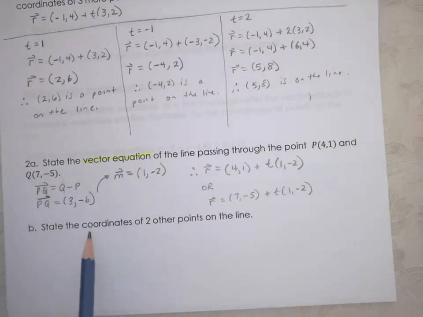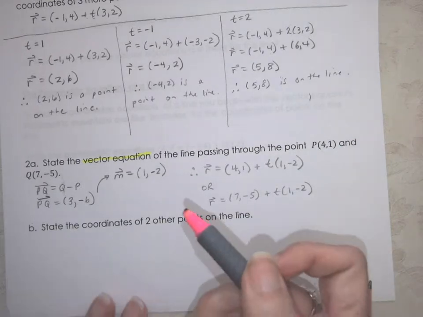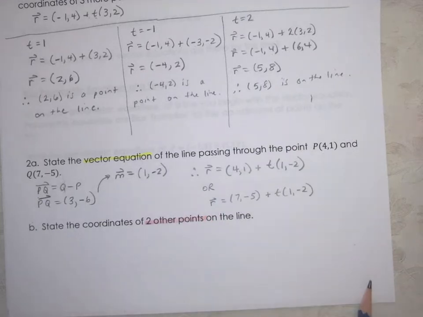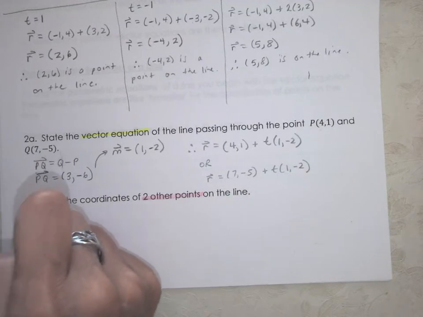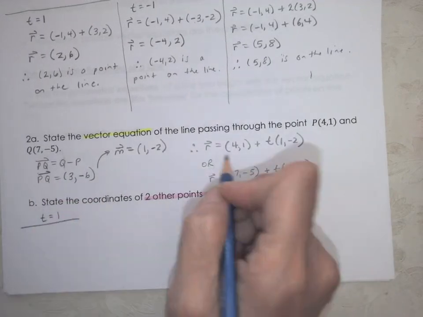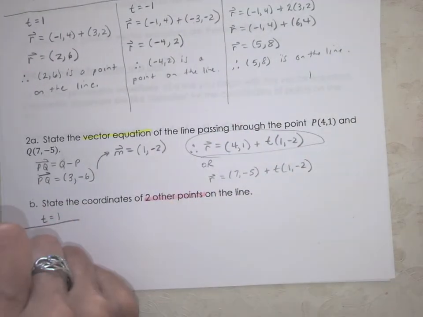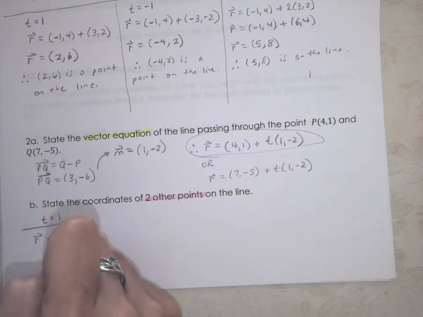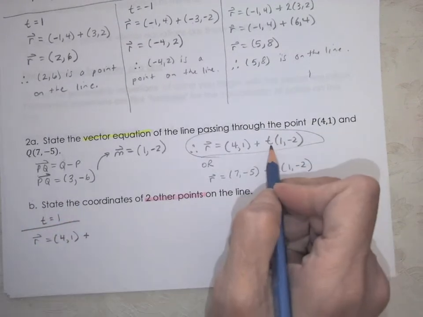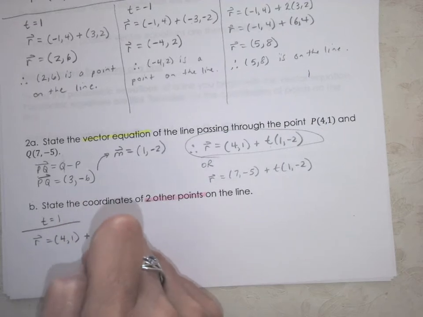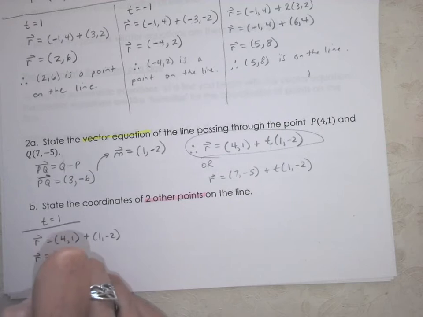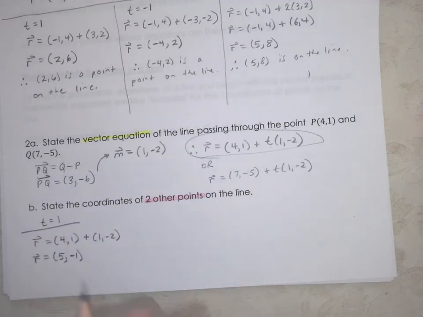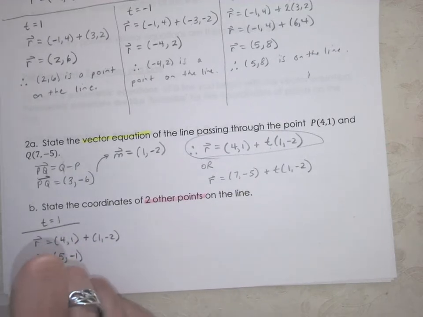For 2b, it says state the coordinates of 2 other points on the line. So again, once we've got our vector equation, we can just change the value of our parameter. So I could let t equal 1, and if I do that, I'm going to choose this one here. I get r equals 4, 1, plus if t is 1, it would just be plus 1, negative 2, which would give me 5, negative 1. So that would mean 5, negative 1 was a point on the line.